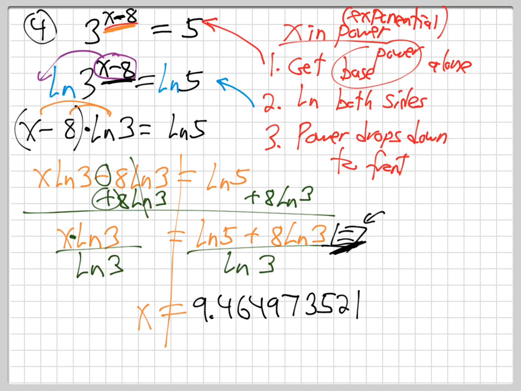There we go. So we're learning how you solve for x in a power. You get the base power alone, ln both sides, the power drops down, and you finish from there. Let's try another one of these. Number 5, it says e to the 5x equals 24. Want to solve for x. So this is the same kind of thing. X is in the power. So what do we do when x is in the power?